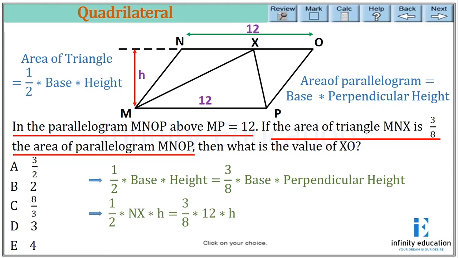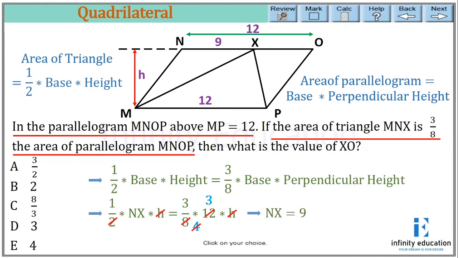as we have considered, better to say, as H, and 3/8 base of the parallelogram as 12 and perpendicular height as 8, because as I said, the perpendicular distance between any two parallel lines will always remain the same. So now if we do the simplification, 2, 8, 4 is left, 4, 12, 3 is left, H cancel. So we are getting NX equals to 9.